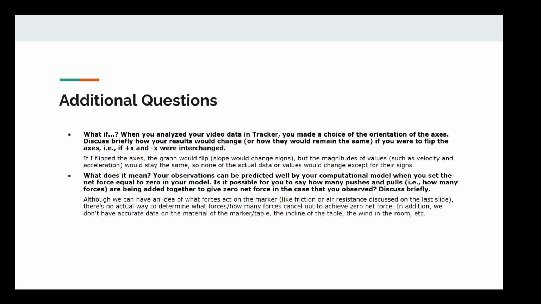Some additional questions that we were supposed to answer: what would happen if we flipped axes? If I flip the axes, the graph would flip, so the slope would change signs, but the magnitudes of the values, such as velocity and acceleration, would stay the same. So none of the actual data or values in the results would change except for their signs, but we would still keep the same values and the same results that we are analyzing.